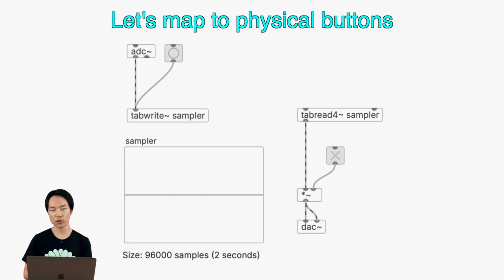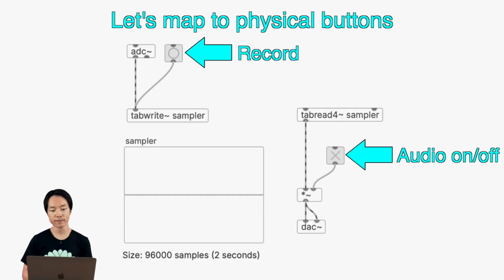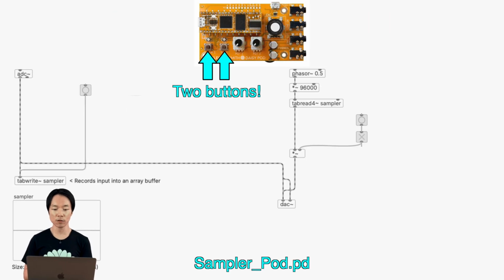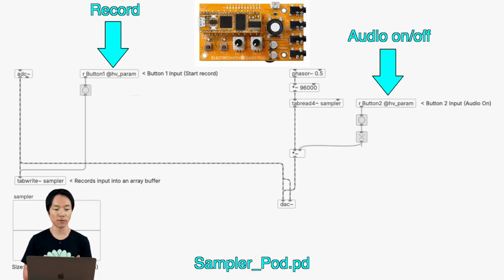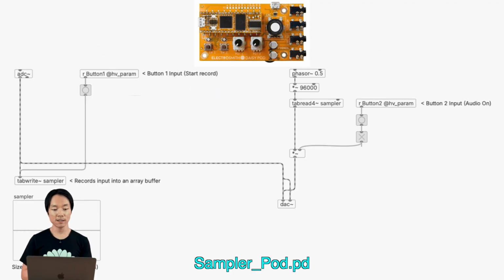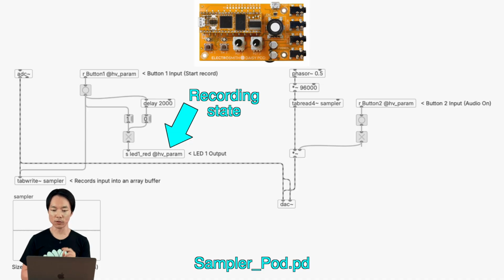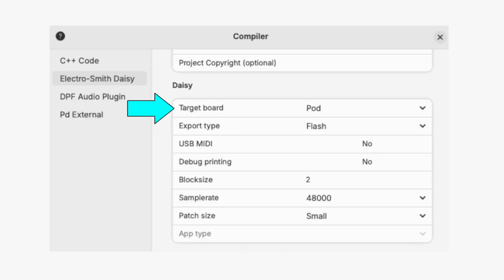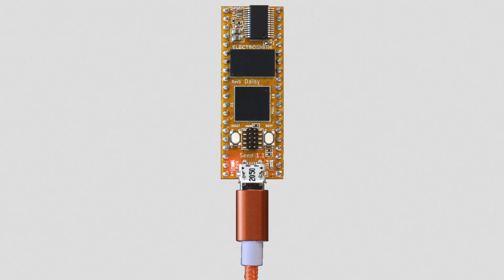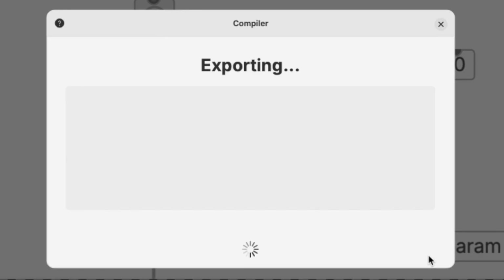Currently, this patch won't work after being flashed to Daisy because I need a physical button for starting the recording and another for playback. Luckily, the pod comes with two buttons, so I'll use button 1 for recording and button 2 for turning the volume on-off. And while at it, let's have one of the LEDs light up for 2 seconds while the recording is happening and the other LED for playback state. Now all we need to do is choose pod as the board, put the seed into bootloader mode, and flash.